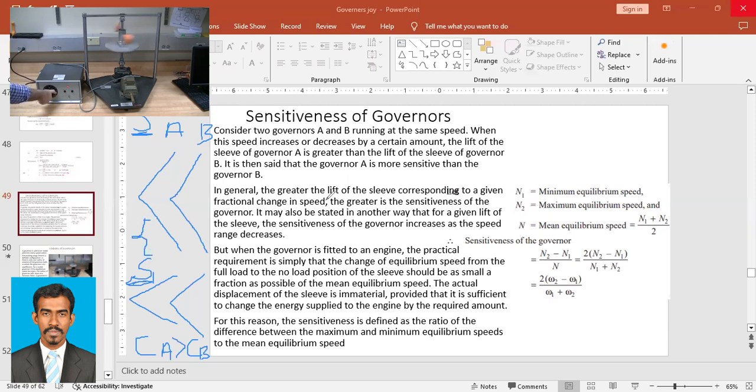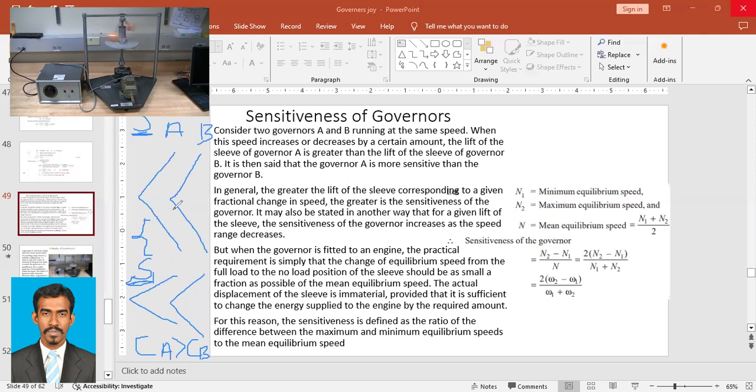So the greater the change in the fractional speed, the greater is the sensitiveness of the governor. So if this increases, the sensitiveness of the governor is also considered to be higher. It may also be stated in another way: for a given lift of the sleeve, the sensitiveness of the governor increases as the speed range decreases.